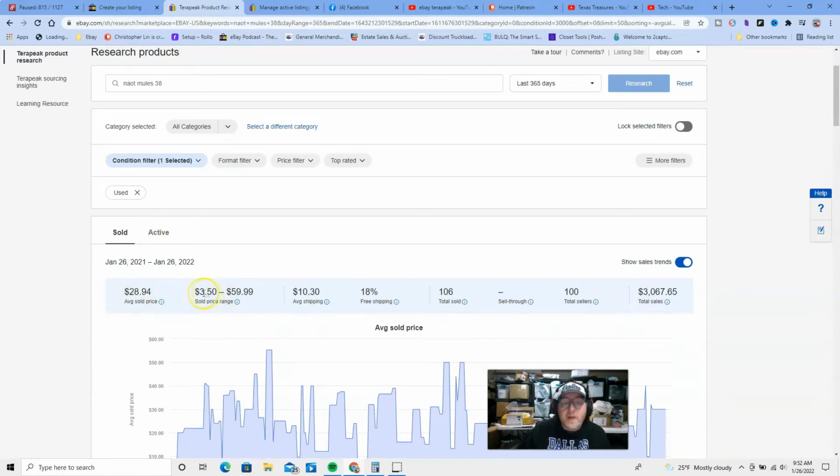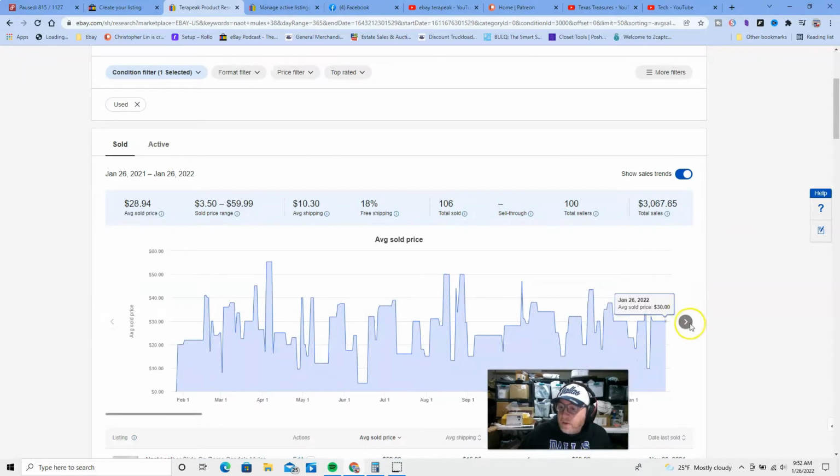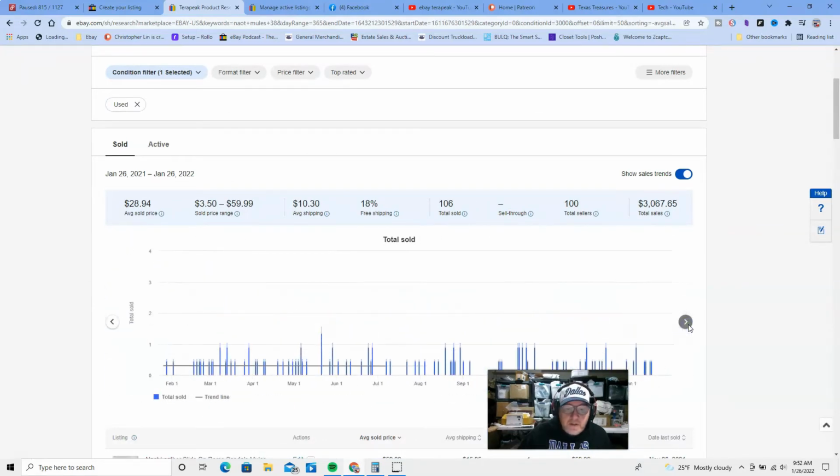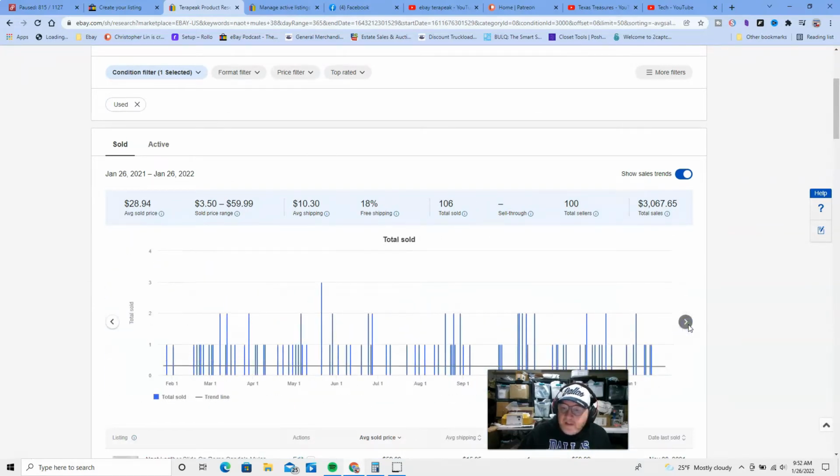Somebody sold this for $3.50, way too cheap unless it was trash. The one thing you're not going to see on the past year, which is why I would look at the past 90 days first, is the sell-through rate. They only do that on 90 days. You can see the total sold, and you still have all this information here. Now, this is kind of interesting.